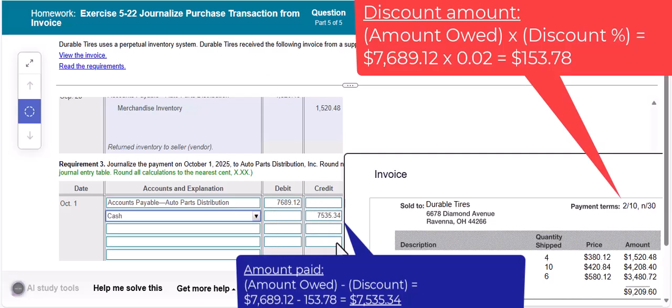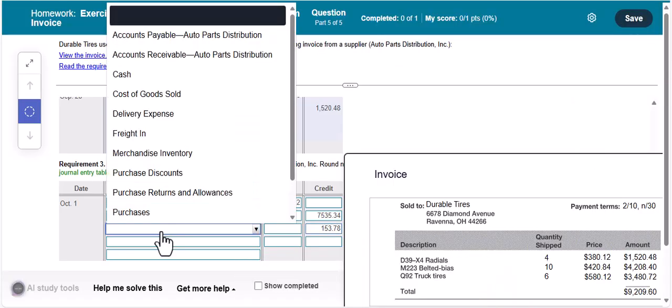And then our transaction does not yet balance. You'll notice debits do not equal credits yet. And so we will need a credit on the right-hand side of $153.78. That discount on the right side. And then what account do we put this credit in? Well, this credit is going to go to inventory. So that's going to be merchandise inventory here.